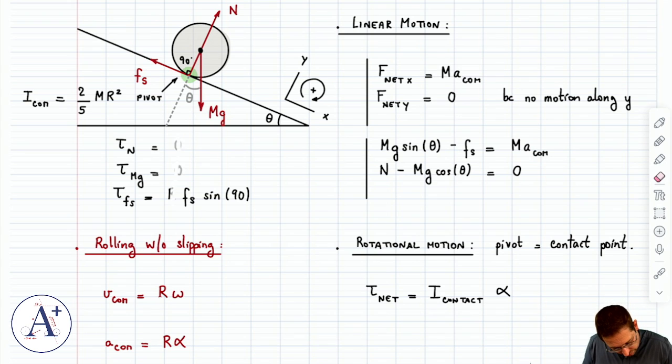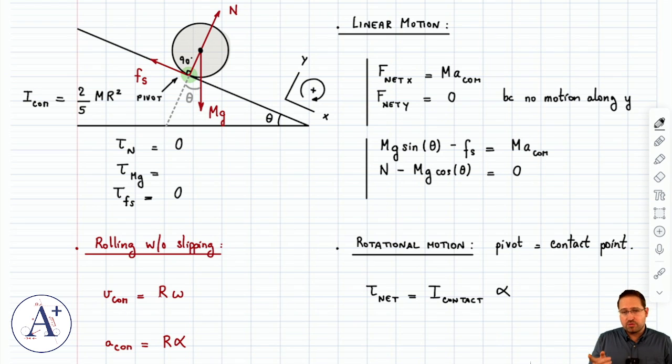Okay, so let's evaluate torque net now. Torque from the normal. Any force that goes through the contact point does not create a torque about that contact point. Normal force goes straight through, creates no torque about that point. So does the static friction force, creates no torque about that point. However, mg does not go through the contact point, and therefore, relative to my pivot, creates a torque.